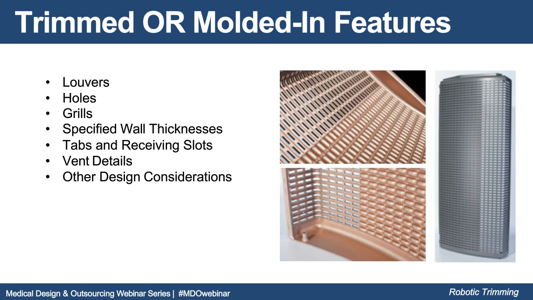We can also go in and machine away specific areas of a part. If you have an area that has to be a specific thickness, we can come in and spot face that wall and make that thickness whatever you require it to be. Tabs and receiving slots, no problem. We can come in and machine areas and allow the pressure formed part to interlock or to attach to another pressure formed part, attach to a frame, attach to an injection molded part. A lot of flexibility there.